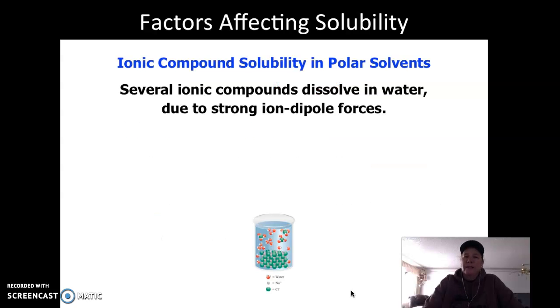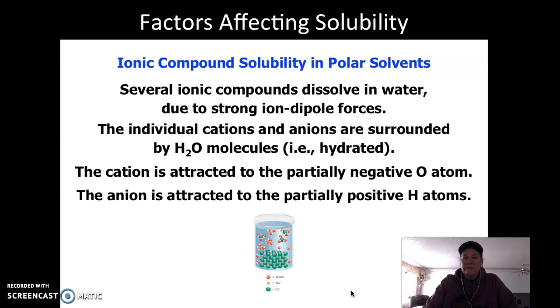Okay? So ionic compounds, they are very soluble in polar solvents. Again, that's why water's such a great solvent, because it's polar. And again, the reason is you've got positive and negative ends. In an ionic compound, you have positive and negative ions, so they are attracted and they tend to pull things apart. The individual cations and anions are surrounded by water. They call that hydrated. Now the cation will be attracted to the negative oxygen, and the anion, which is the negative, will be attracted to the positive hydrogen. So they do a really good job.